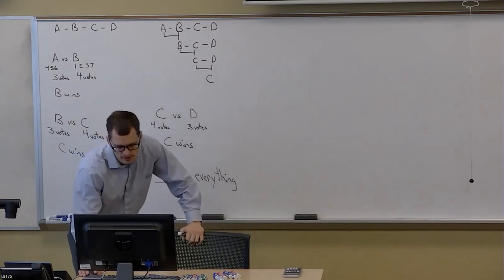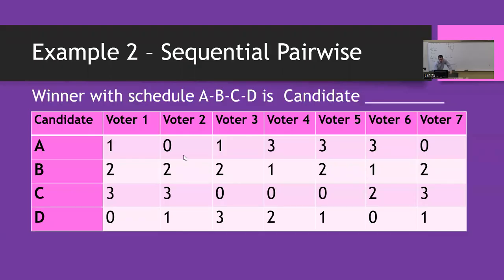Now, I want you to try one more on your own. I'm going to take the exact same table, and I want you to try on your own to do the sequential pairwise with schedule C, B, A, D.